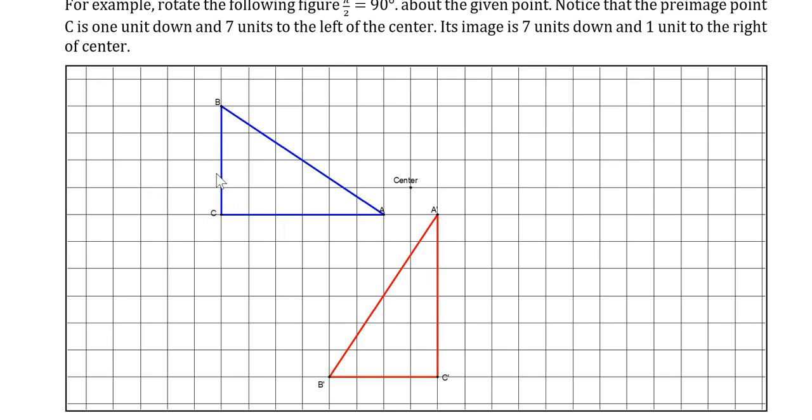Notice that vertical lines become horizontal lines. So this vertical side of length 1, 2, 3, 4 becomes a horizontal side of length 4 down here in the image. The horizontal side of length 1, 2, 3, 4, 5, 6 becomes a vertical side of length 6. And this diagonal here is also the same length as that one there. In general, this hypotenuse here is going to be perpendicular to this one as well.